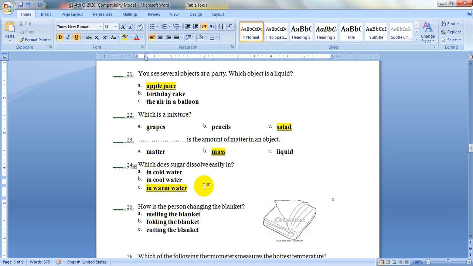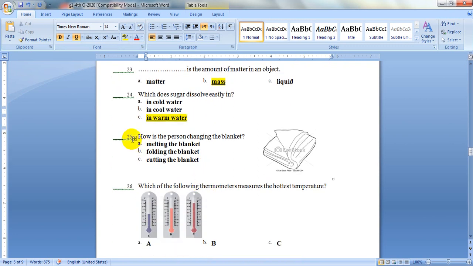The next question, 25. How is the person changing the blanket? Melting the blanket, folding the blanket, cutting the blanket. Which change is happening here? It's folding. So the answer here will be letter B.